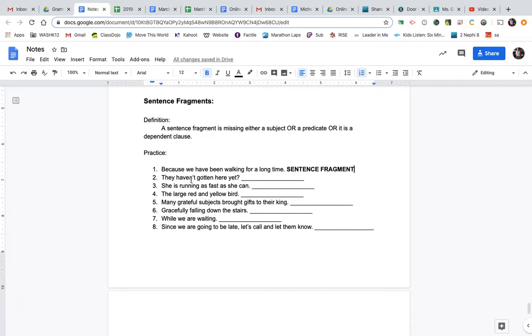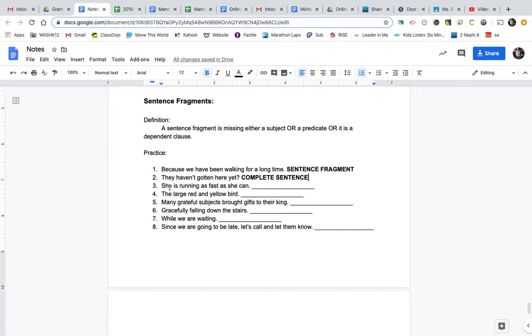Number 2, "They haven't gotten here yet." Let's go through our checklist. Does it have a subject? Yes, it does. They. Does it have a predicate? Yes, it does. Haven't got here yet. Is it an independent clause? They haven't got here yet. Yeah, that doesn't leave me hanging. It's a complete idea all by itself. This would be a complete sentence. So this one passes the test.